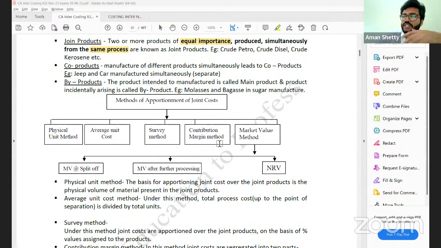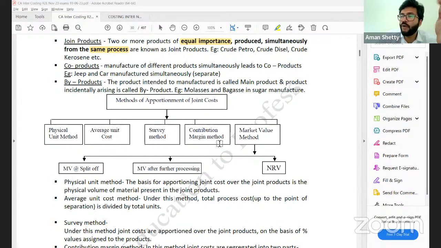Next, average unit cost method. Yes, average unit cost method. So I find out what is the average cost. How would I find out average cost? Total joint cost divided by the total units. Yes or no? Total joint cost divided by the total units. Multiply the number of units of each and every product respectively. Remember? Yes, that is my average unit cost method.